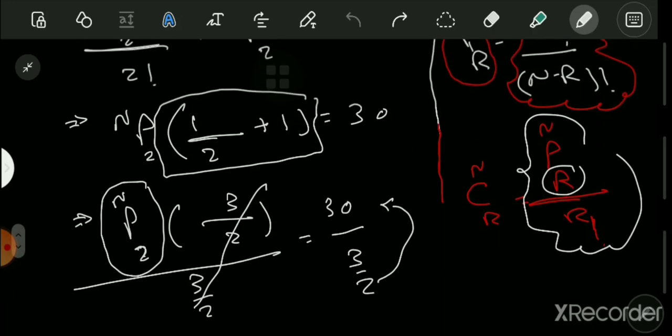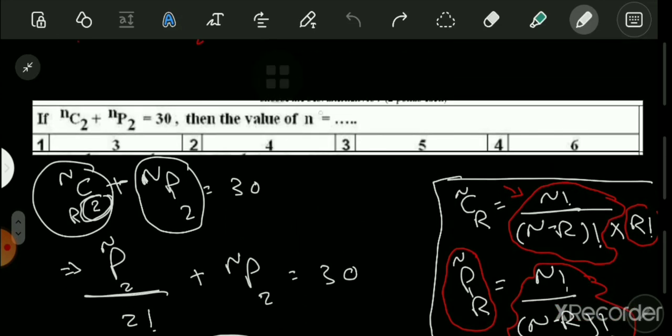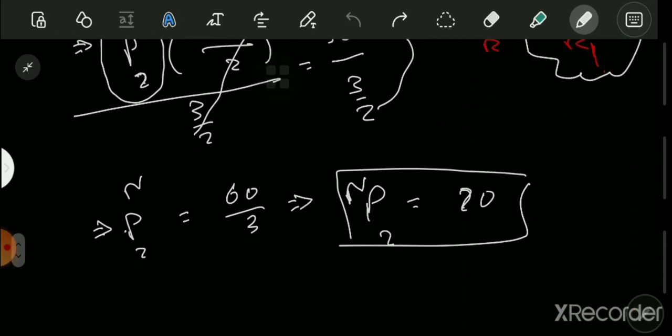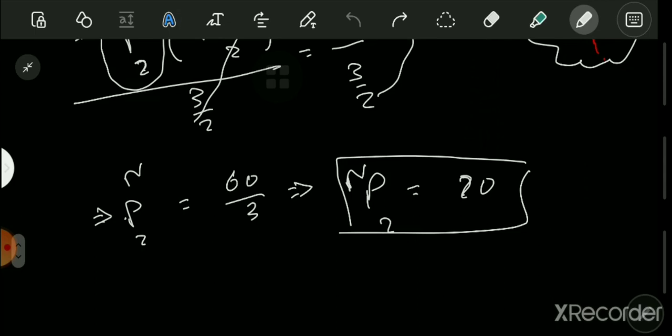But he asked us to find the value of n here, not just nP2. So we haven't finished yet. So what are we going to do now? I want two numbers whose difference is 1, and they follow each other. Do you understand?